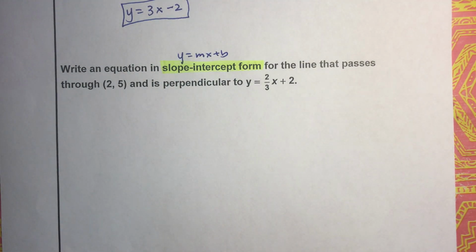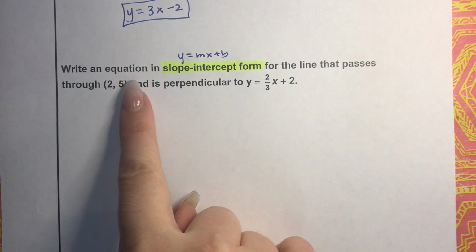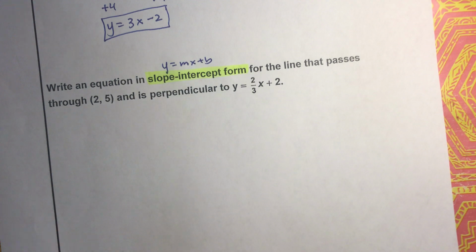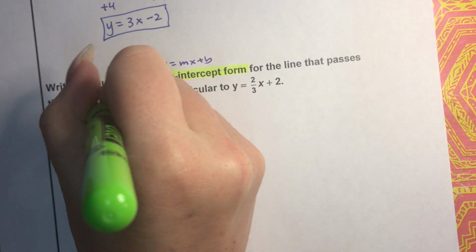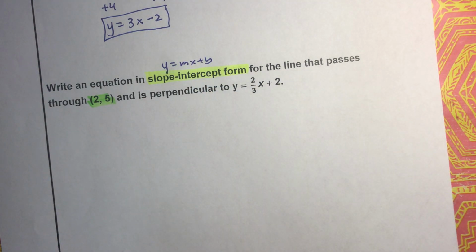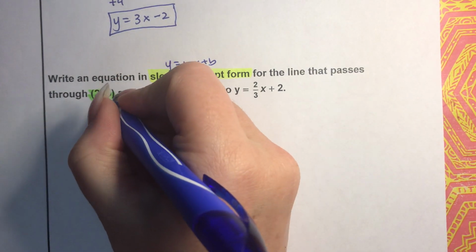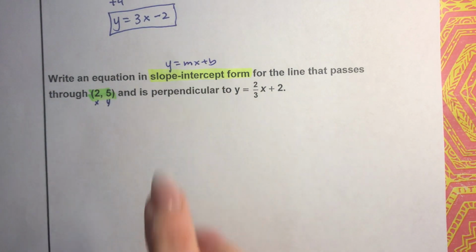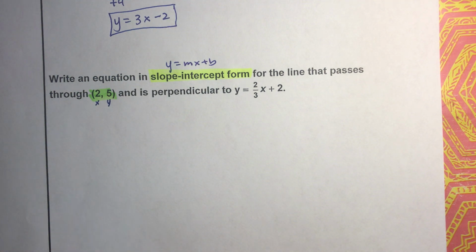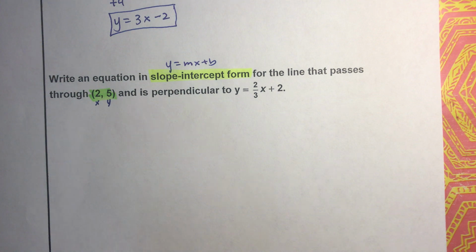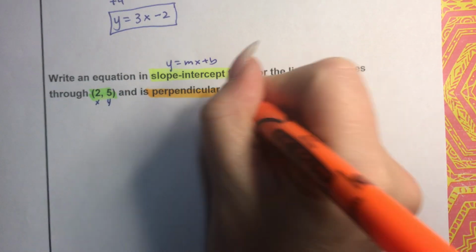Now, what are the clues? The first clue, can you see it? Write your answer in slope-intercept form for the line that passes through this point. Okay, that's the first clue, super important because that's telling us, what is it telling us? It's telling us an x and it's telling us a y of our equation. Perfect. What's the second clue? That it's perpendicular to this line.